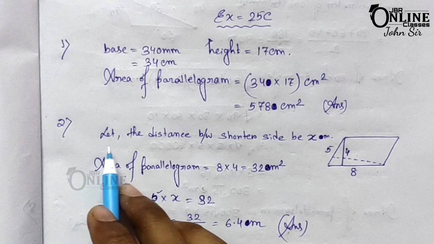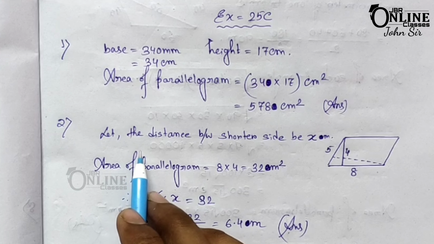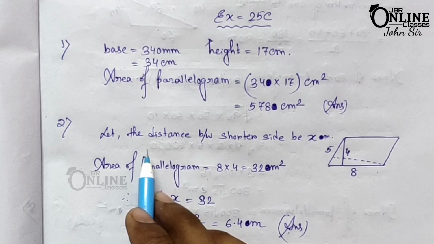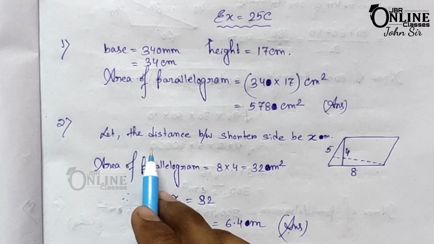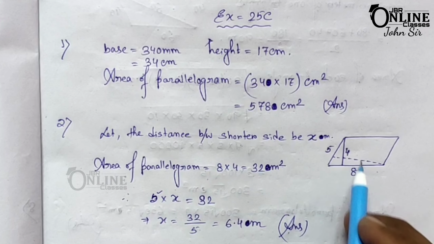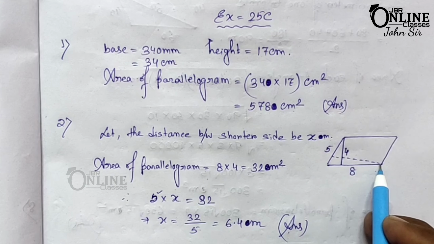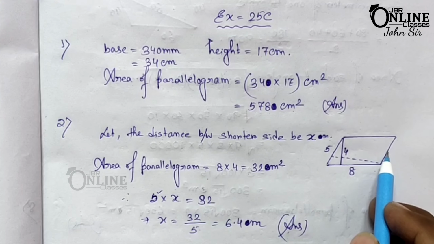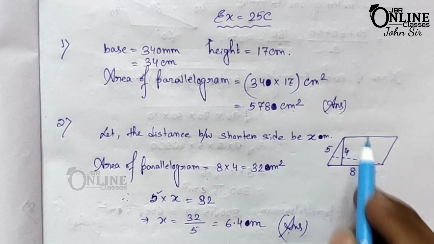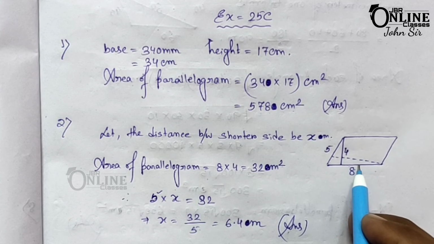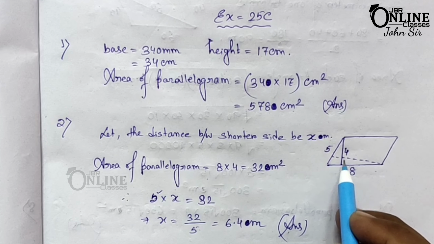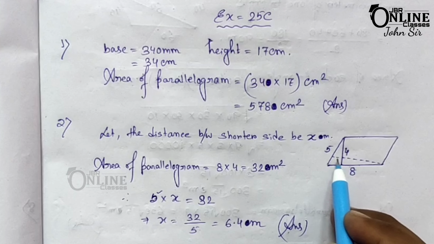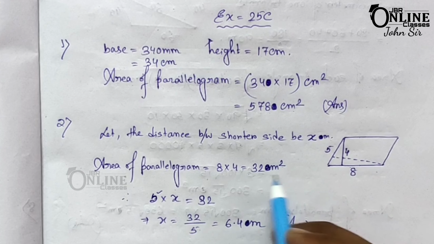Now sum number 2. The adjacent sides of a parallelogram are 8 and 5 meter. The distance between the longer sides is 4 meter. So here these two adjacent sides, this one 5, this one also 5. If this one 8, this one also 8. Now the distance between these two longer sides equals 4 meter. What is the distance between the shorter sides? That means you have to find the area of this one.